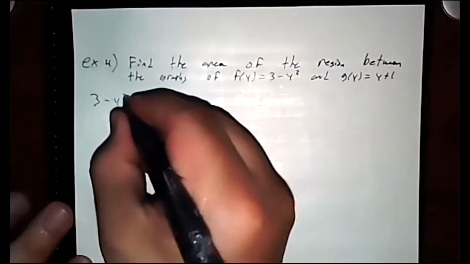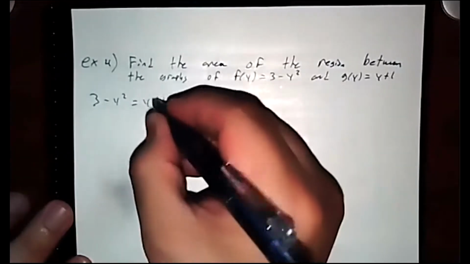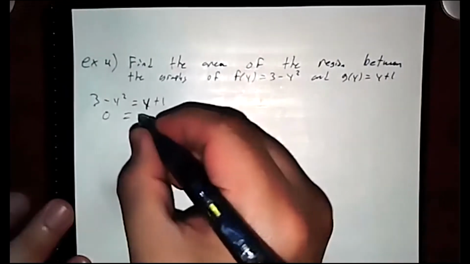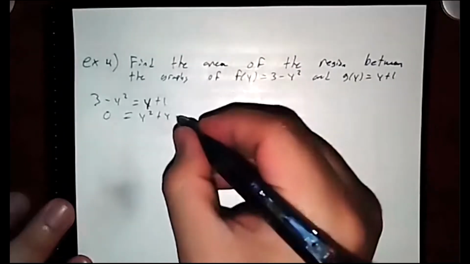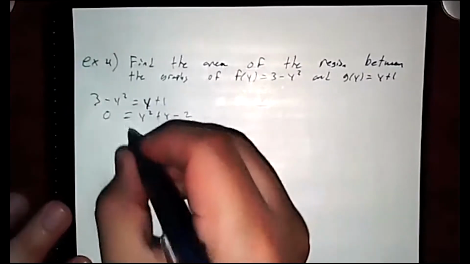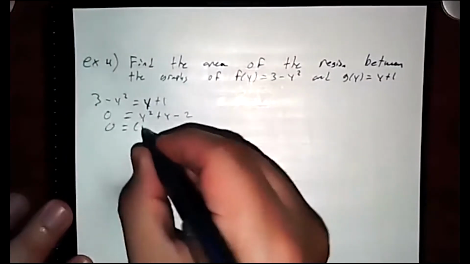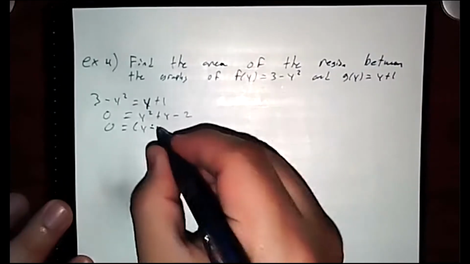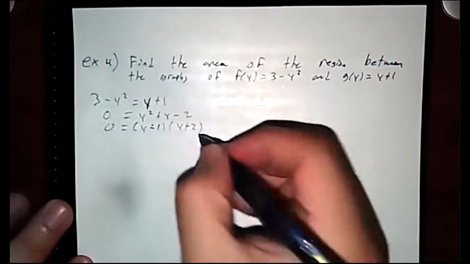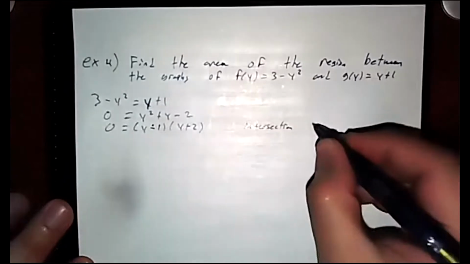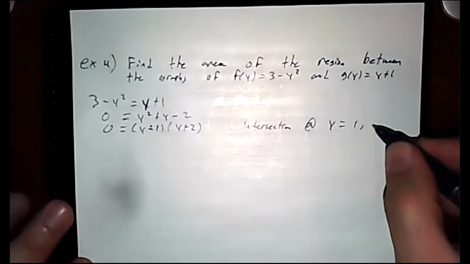3 minus y squared is equal to y plus 1. So if we did not use Desmos, we'd have to do this. Set equal to 0, that would be y squared plus y minus 1 minus 3 is minus 2. So this would factor into (y minus 1)(y plus 2). So intersection at y equals 1 and negative 2.